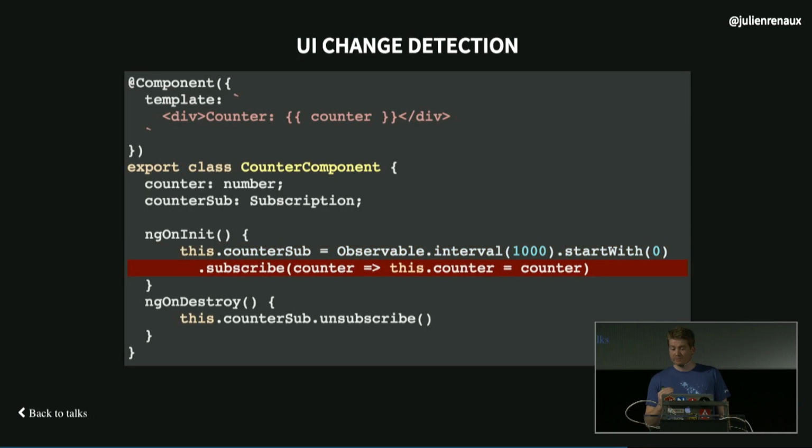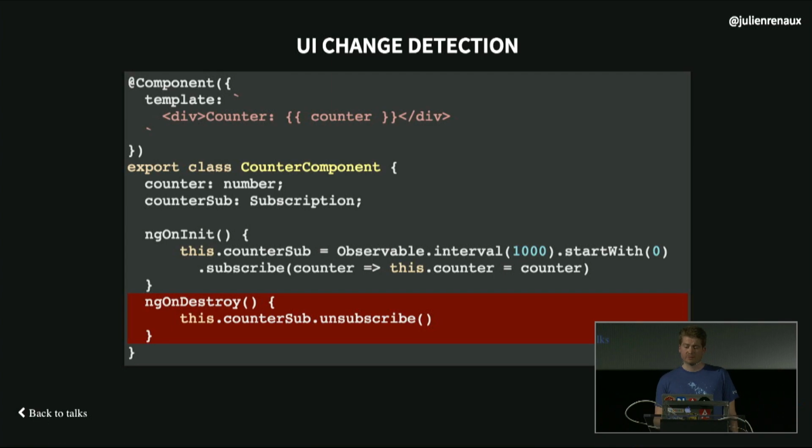We then subscribe to it and bind the counter results to our class property. This counter will increase on the screen every 1 second. And one important thing to notice here is that we need to unsubscribe, right? Once the component is destroyed, we need to unsubscribe, otherwise we can have memory leaks, right?